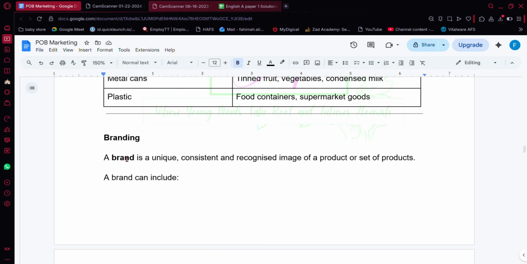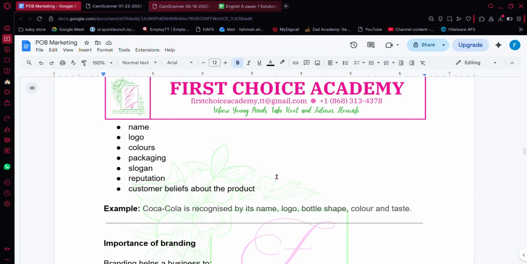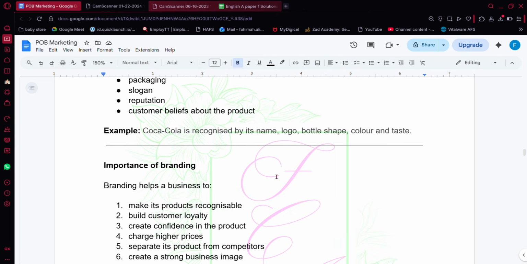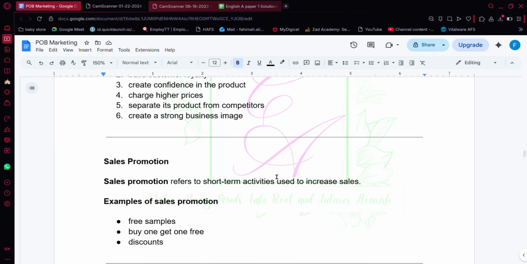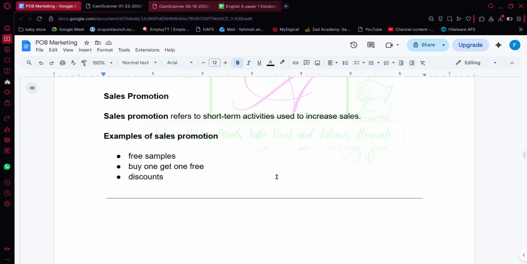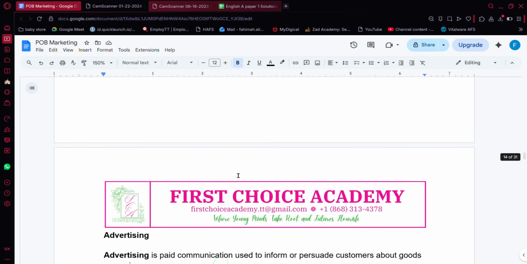A brand is a unique, consistent, and recognized image of a product or set of products. A brand could include the name, logo, packaging, customer beliefs about the product. The importance of branding is that it helps to make its products recognizable, charge higher prices, create a strong business image. Sales promotion refers to short-term activities used to increase sales. Examples would be free samples, buy one get one free, discounts.